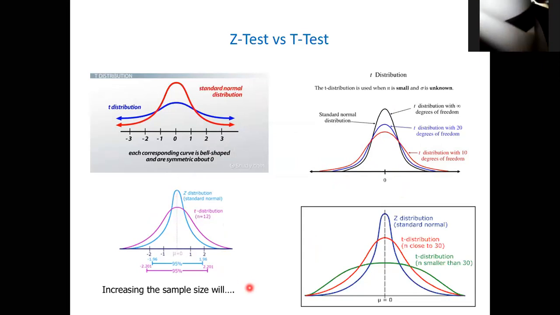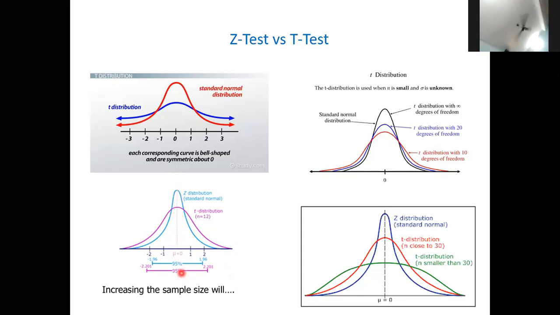This purple is the T distribution. The blue, maybe it's the blue or green, is the Z distribution. The purple is the T distribution. Look at the base now. Look at the zero origin. The zero is in the middle.